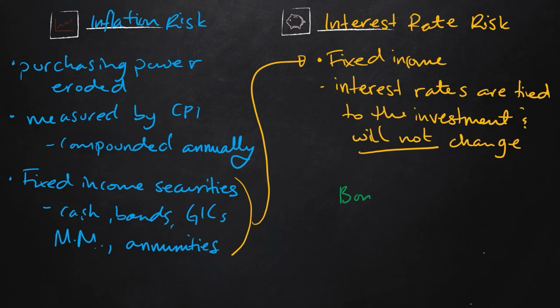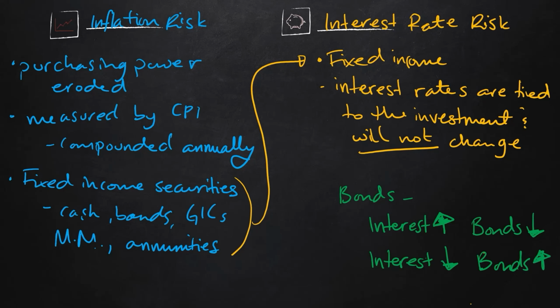One thing to remember is that with bonds specifically, as interest rates go up, bond prices go down. They have an inverse relationship. So as interest rates go down, bond prices go up.